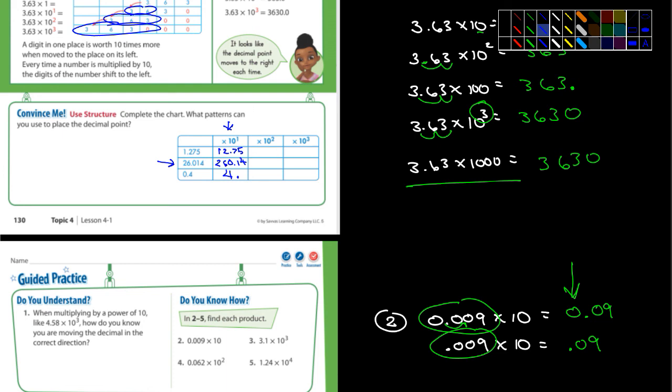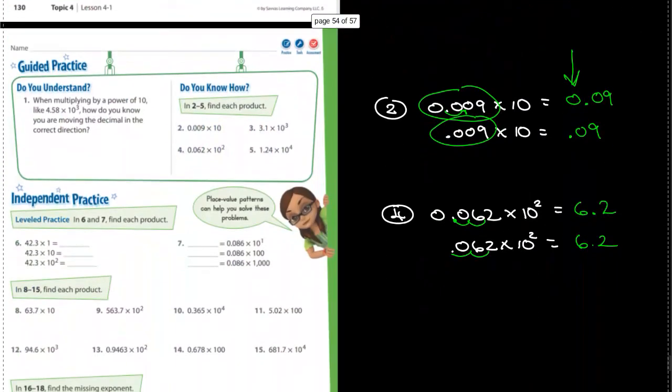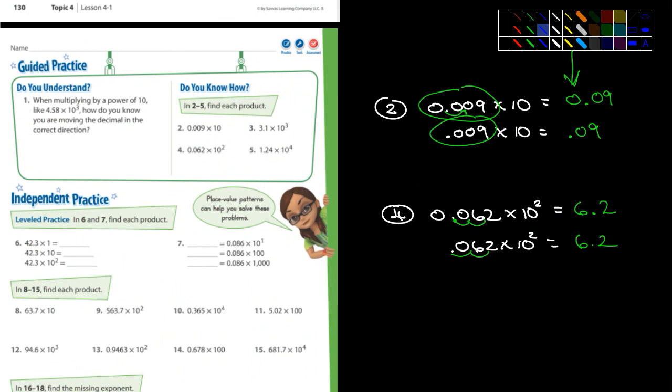All right, so I want you guys to do the next 2 columns. Let's go down to the guided practice, the next page. Let's take a look at that here. Gosh, we're at 15 minutes already. I've got to move this along here. When multiplying by a power of 10, I'm looking at number 1 here, like 4.58 times 10 to the third, how do you know you are moving the decimal in the correct direction?